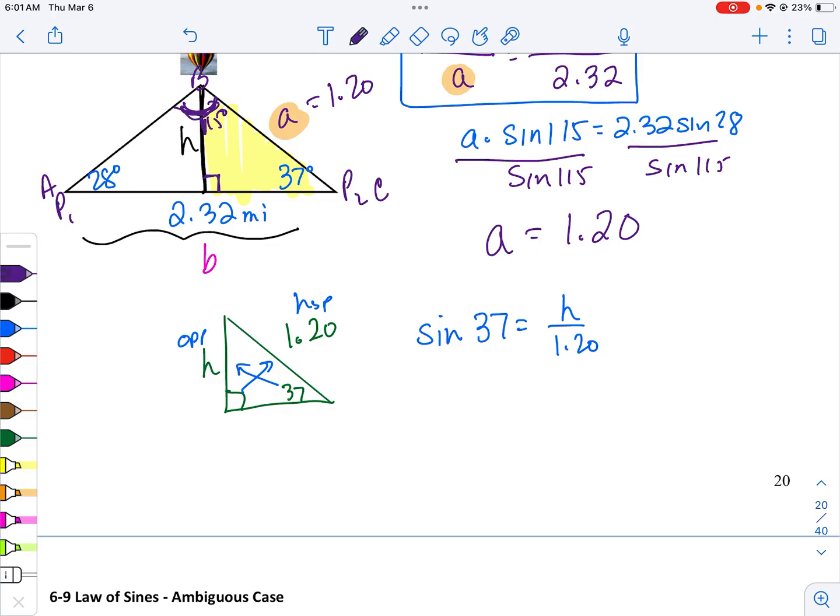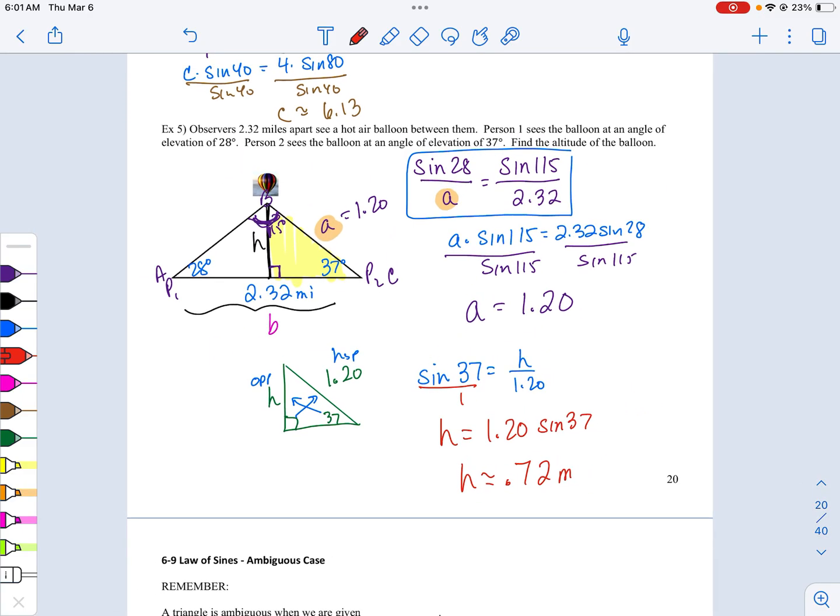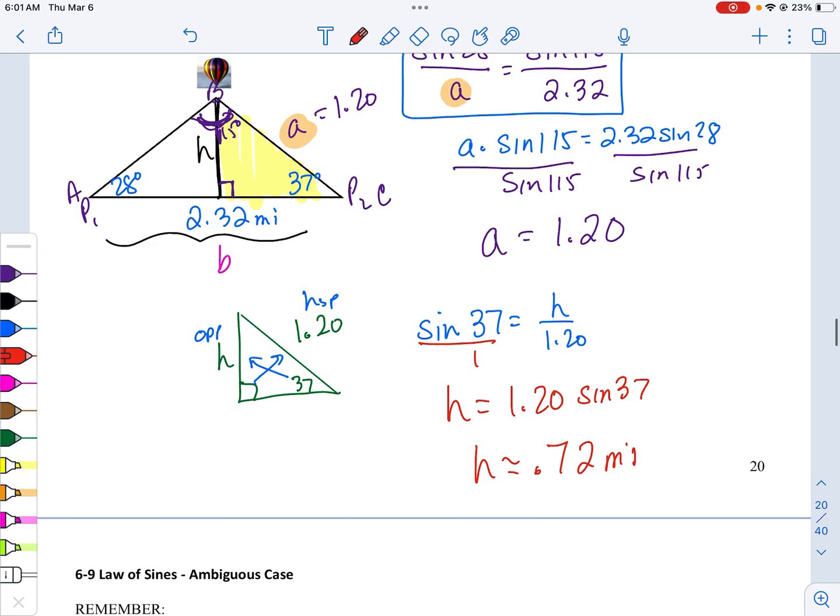So that is good practice of what we did yesterday. So put it over 1, cross multiply, and I get my height is 1.20 times sine of 37. So 1.20 times sine of 37 is approximately 0.72, and I think we were in miles. Yep, so the height of that air balloon is about 0.72 miles above the ground.